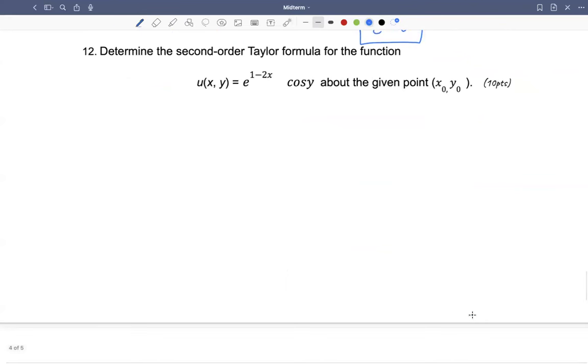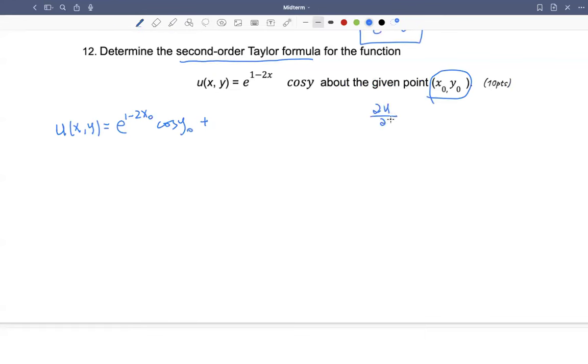Let's see 12. For 12, we want to find the second order Taylor formula, right? We're not given specific numbers for the point, but we use x naught and y naught to represent that. So Taylor's second order formula is u of x y equals e to the 1 minus 2x naught cosine y naught, the function value, plus the first order derivatives. So we just have to calculate the derivatives. Partial u partial x is negative 2e to the 1 minus 2x.